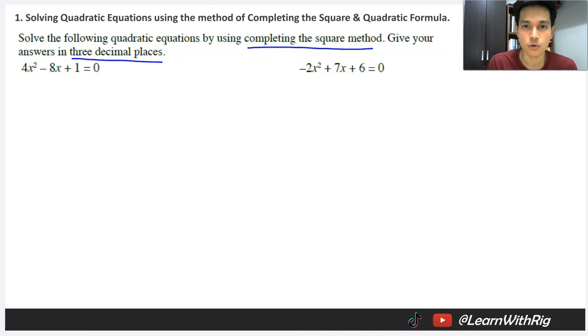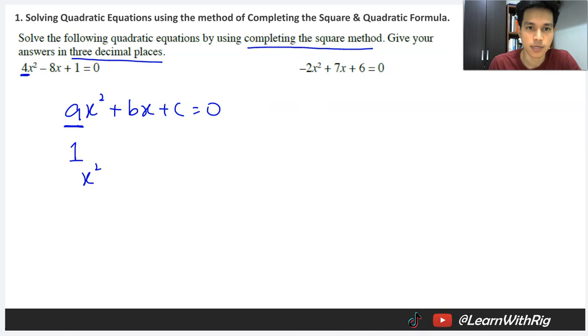So for you to start solving the quadratic equations, the first thing you have to know is the format. For every quadratic equation, if you want to use completing the square, a quadratic in standard form is like this: ax squared plus bx plus c equals 0. So the value of a must always be 1. It has to be a standalone x squared. It cannot have 2x squared or 3x squared. You cannot have that. So the first thing you want to do is eliminate the 4 in front.